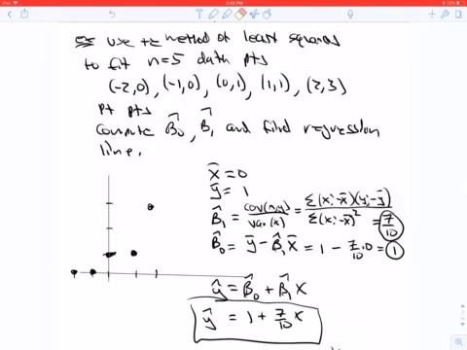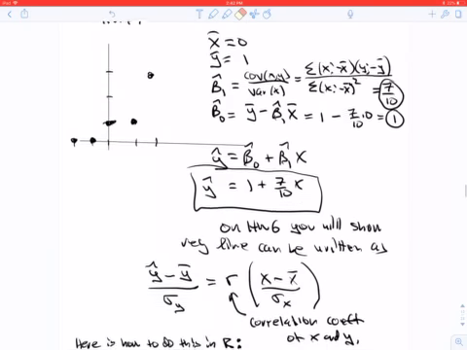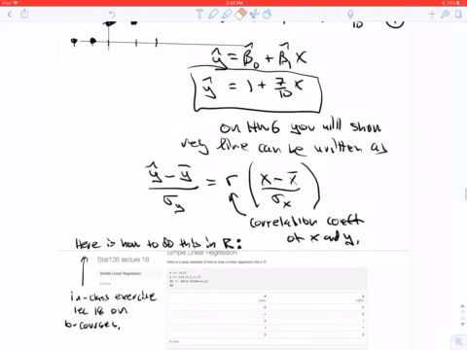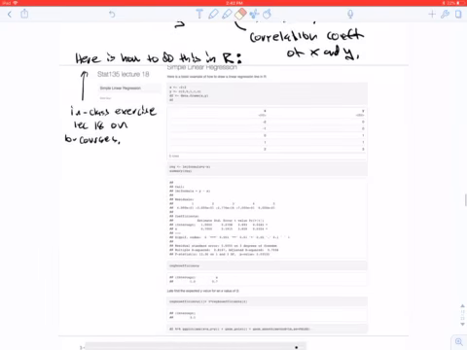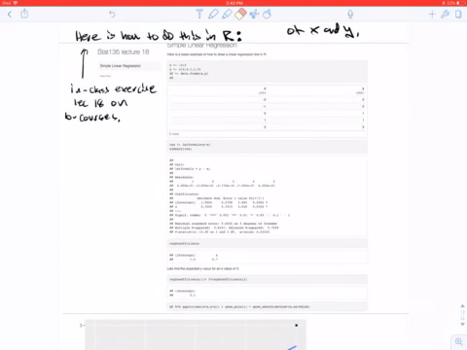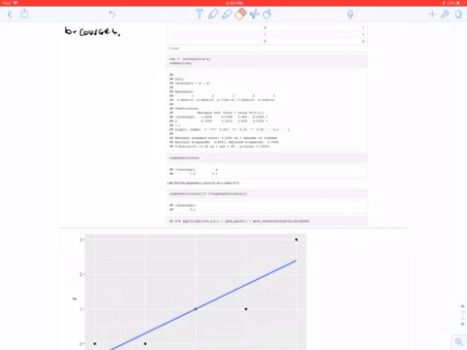So here's just like an intro stat type of question. Here's some data, and find the regression line. So we just plug and chug and we get this. I should say that on homework 6 you'll show an alternative formula for the regression line involving the correlation coefficient. Then I showed you how to do this in R, so I don't really have anything to say here.